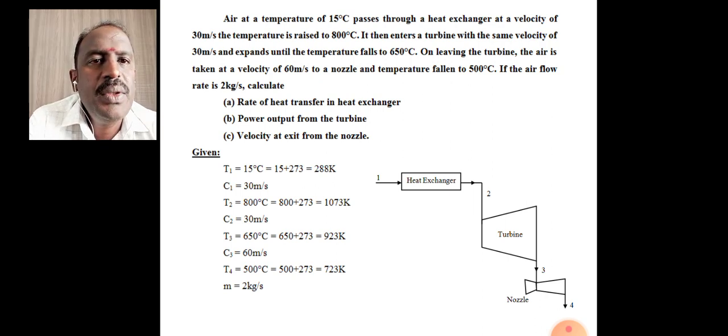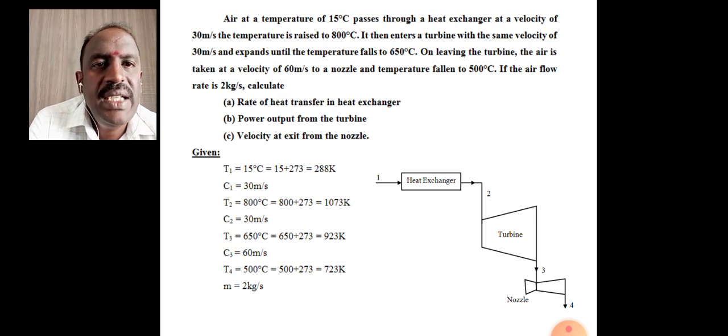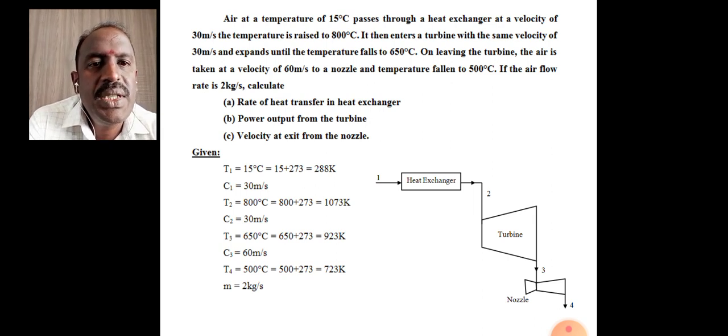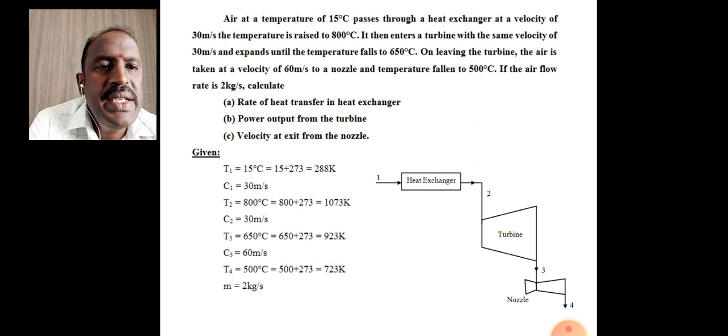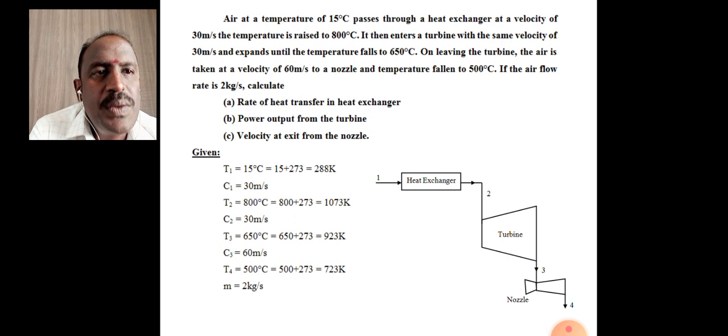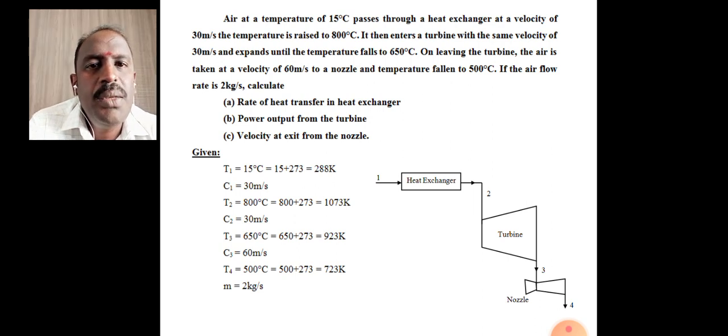The question is: air at a temperature of 15 degrees centigrade. So the inlet air temperature is 15 degrees, so T1 equals 15 degrees centigrade. To convert into Kelvin, we have to add 273. It passes through a heat exchanger at a velocity of 30 meter per second, so the C1 value is given as 30 meter per second.